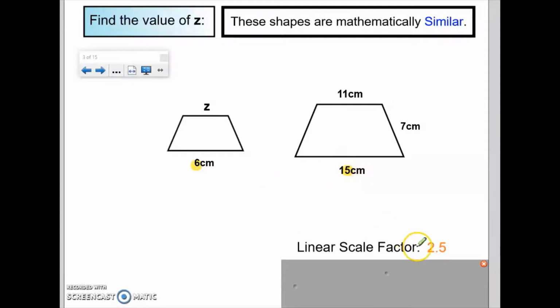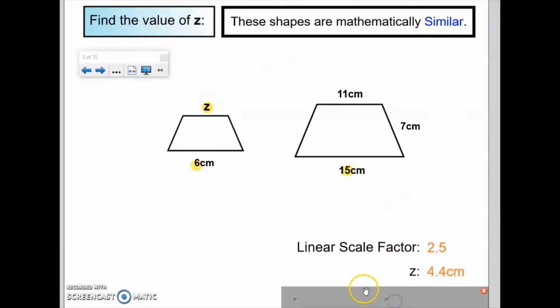So now I'm going to use that scale factor to answer the problem. But this time you'll notice that the unknown value, what we're trying to find out, is on the smaller shape. So this time I need to take the corresponding length, which is 11, and divide by the scale factor. So I'm going to take 11 and divide by 2.5. Once I go ahead and do that division, the value of Z is 4.4 centimeters.